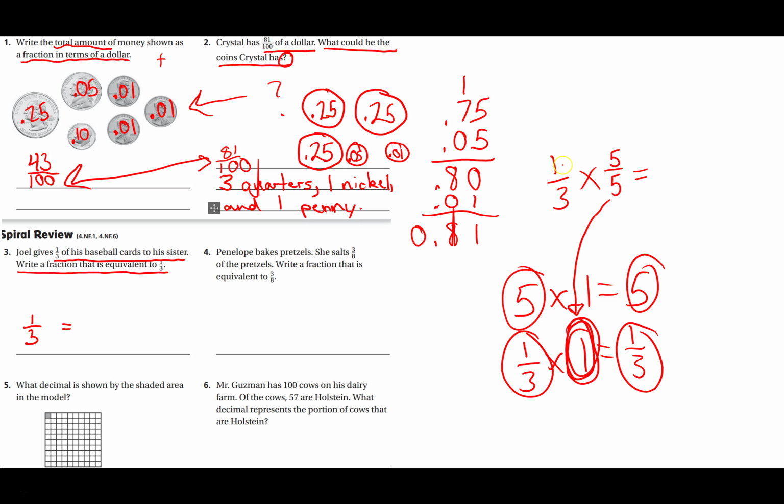So now I just multiply straight across. 1 times 5 is 5. 3 times 5 is 15. So 5/15 would be equivalent.